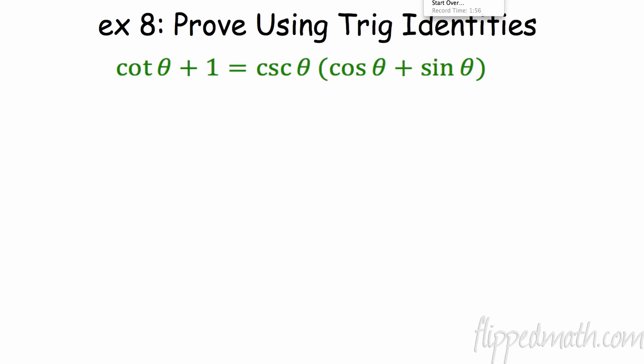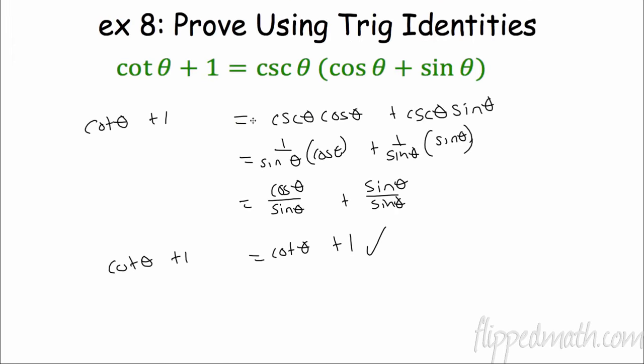You try this one. All right, so the first thing I did was distribute here. Cosecant times cosine theta, cosecant times sine theta. I rewrote everything in terms of sine and cosine. I multiplied these. I got cosine over sine, sine over sine. Sine theta over sine theta is 1. Cosine over sine is cotangent.